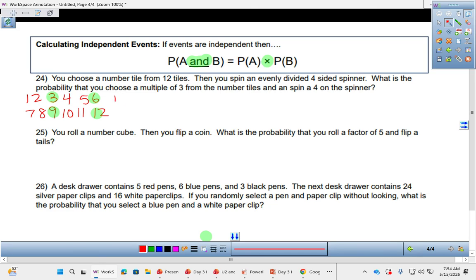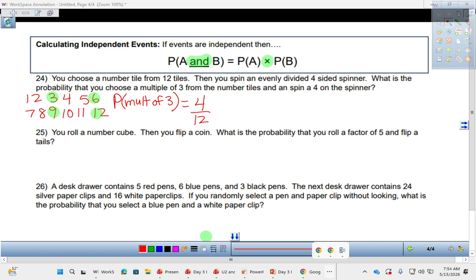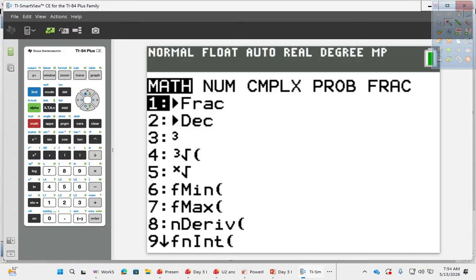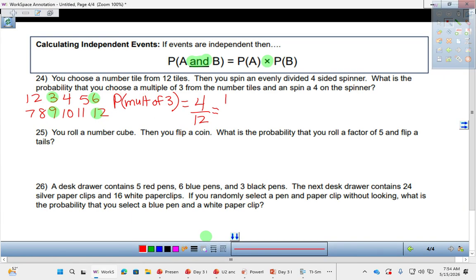So to find the probability of a multiple of 3, I'm going to think about how many multiples of 3 there are. We highlighted 4 numbers out of a total of 12 numbers. All right, there's 12 total numbers here. And then remember, we always want to check if that reduces. So 4 divided by 12, math, enter, 1/3. All right, so that probability is 1/3.